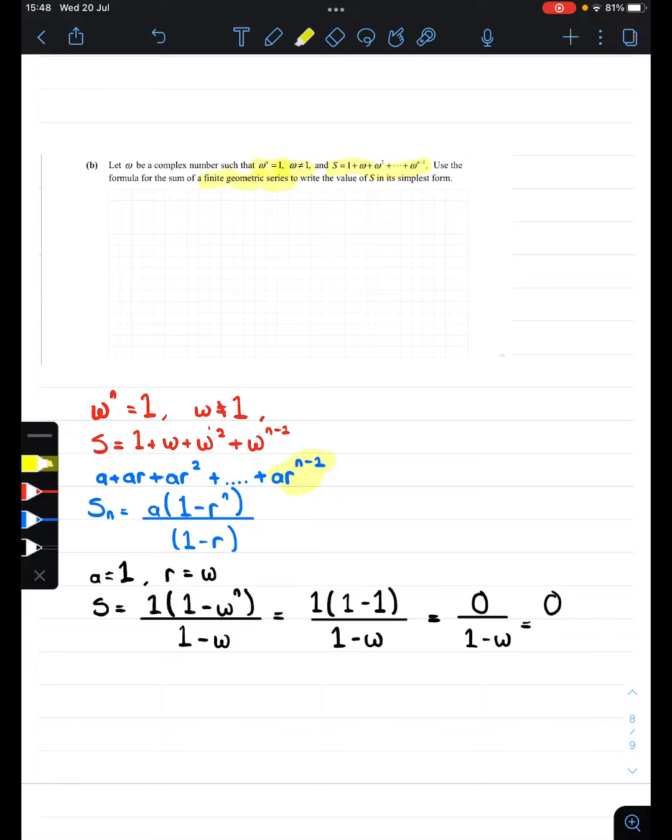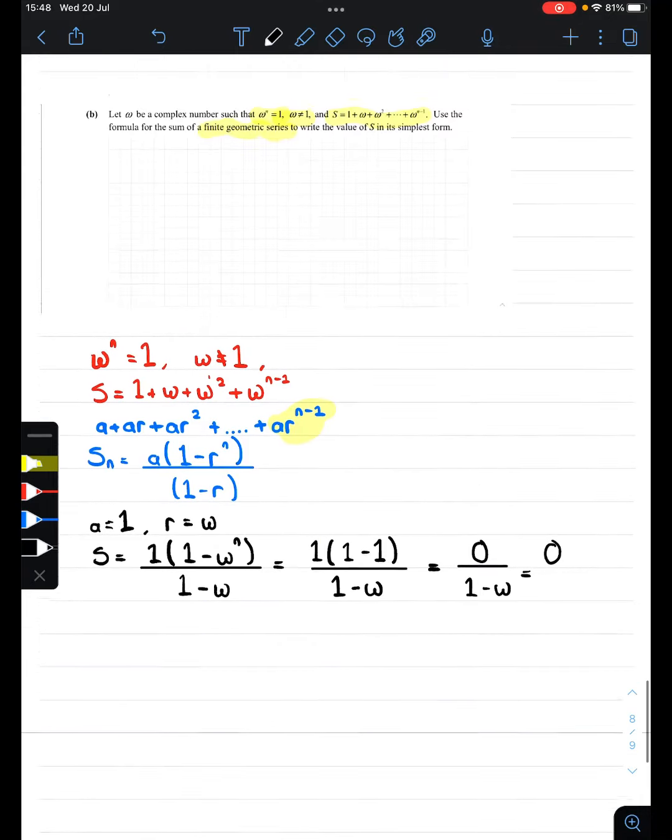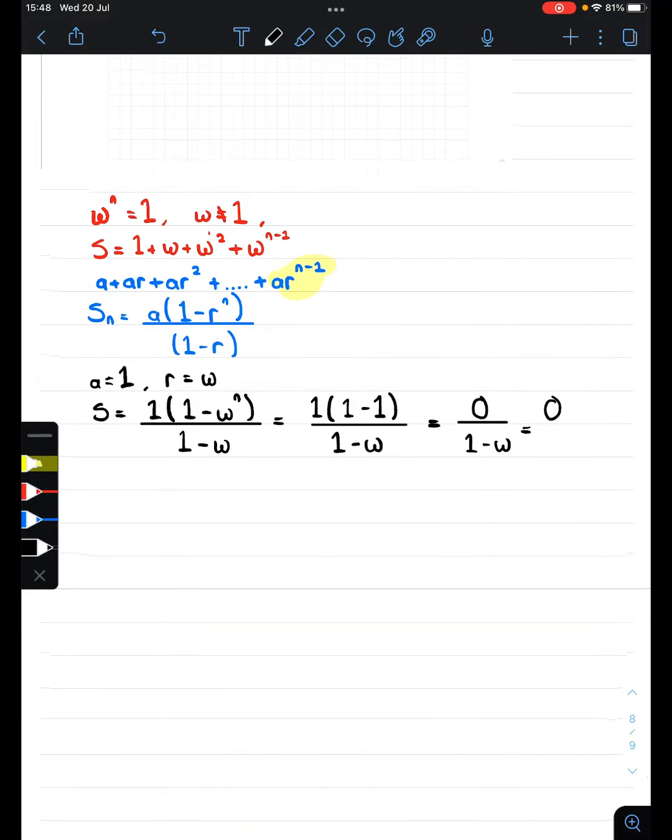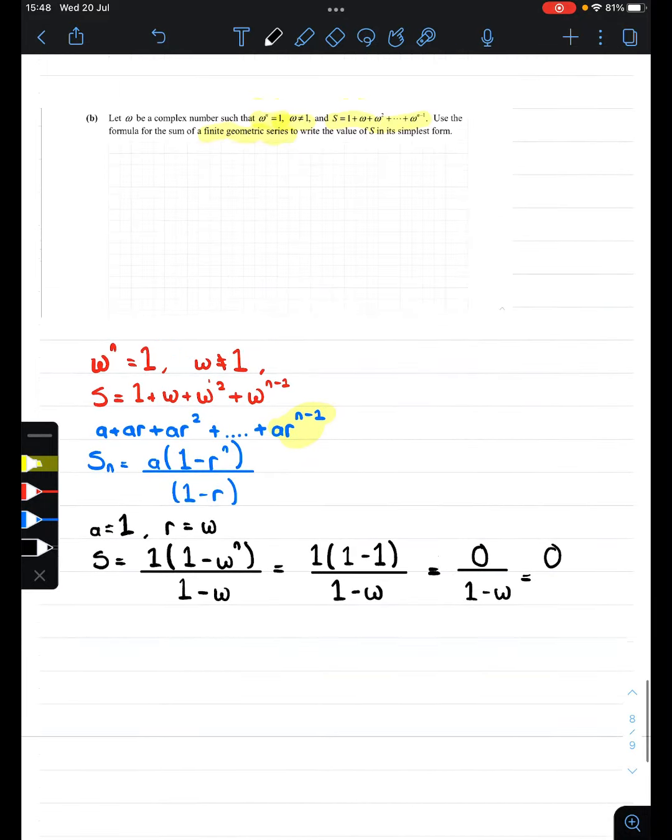Now, the reason that they include that omega does not equal 1 is because if omega did equal 1, then we would have a 0 here. So then we'd have 0 over 0, and that's indeterminate. So that's just a safeguard so that you don't get any weird things like that. And so that's just it in its simplest form. So let's just write that. So S equals 0.